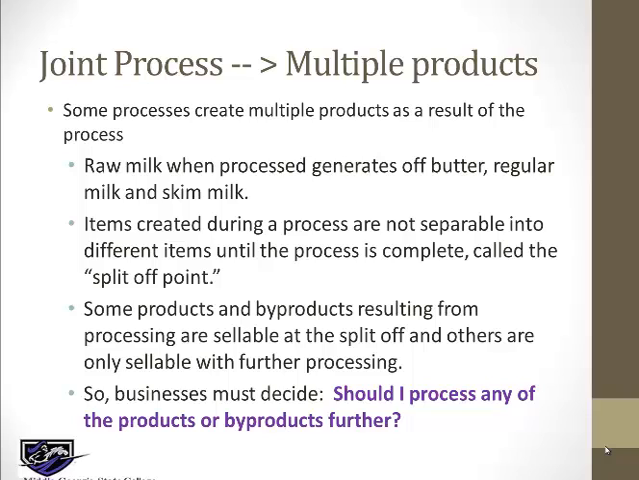ingredient. Some products and byproducts are usually things that have to be thrown away or have a very minor residual value. Some products and byproducts that come from processes are sellable at the split off. So as soon as the process is over, you have a product that has a market. But others are only sellable if they're processed further, if something more is made. And some products you have a choice. Sell them at split off or process them further. So the decision we're going to work on today is when you have a joint process and products come about because of a process, should you sell them at split off or discard them or process them further? So we're going to practice that particular decision.